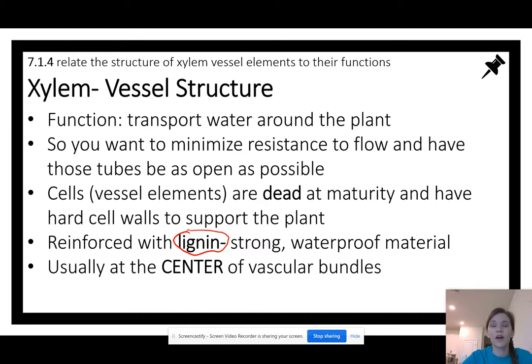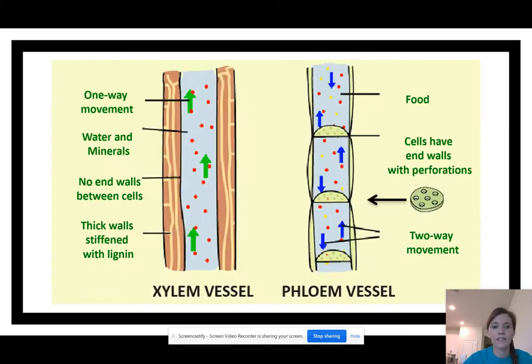So pretty much a mature xylem is just like the dead, empty shell of a cell that once existed. So dead, the xylem's dead. So this is a good comparison. Dead, lots of lignin. So lignified cell walls, strong, dead exoskeletons, just a tube. And it is usually the center of the vascular bundles.